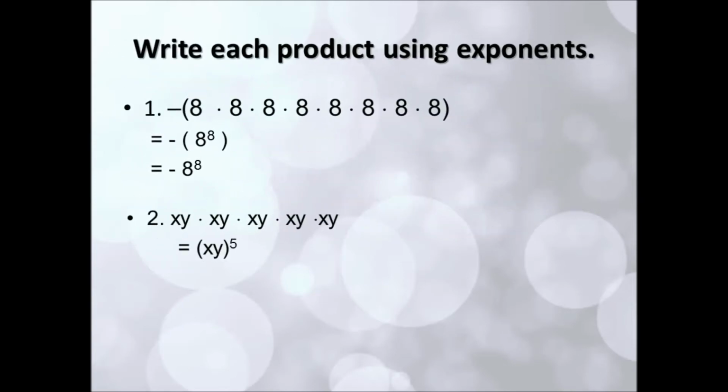Write each product using exponents. So number 1, negative quantity 8 times 8 times 8 times 8 times 8 times 8 times 8 times 8, which is equal to negative quantity 8 to the power of 8, or it is negative 8 to the power of 8. Number 2, xy times xy times xy times xy times xy. So count how many times xy was multiplied by itself. So it is quantity xy to the power of 5.